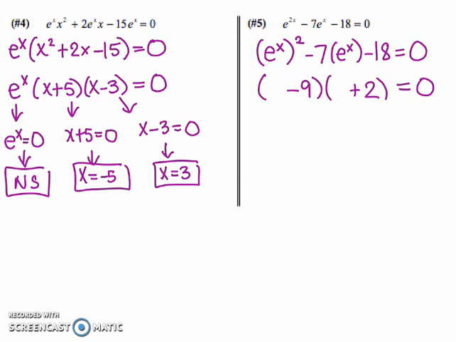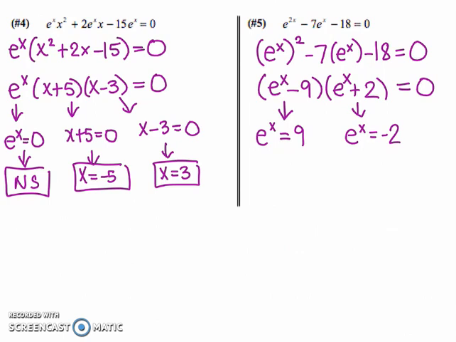But instead of x minus 9 and x plus 2, it's just going to be e to the x minus 9 and e to the x plus 2. And now I can use the zero product property to solve. So this equation is going to be e to the x equals 9, and this equation is going to be e to the x equals negative 2.